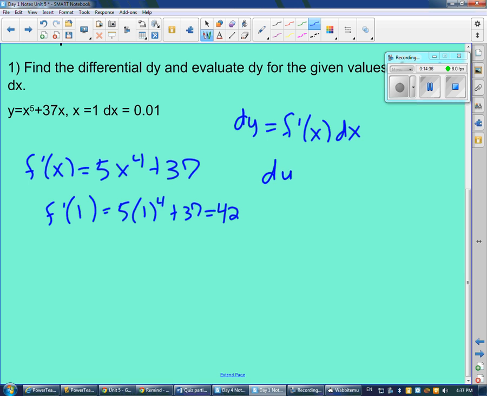And so my differential is just 42 times my dx, which they have to give you, which is 0.001. And then you may use a calculator to multiply it out. And we get dy is 0.42. And that's what we're doing for this example. So that gives me the differential.